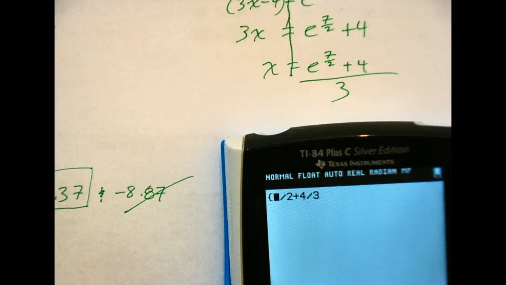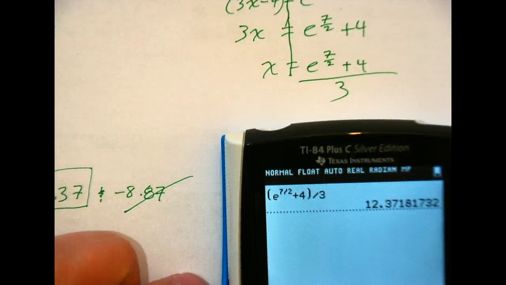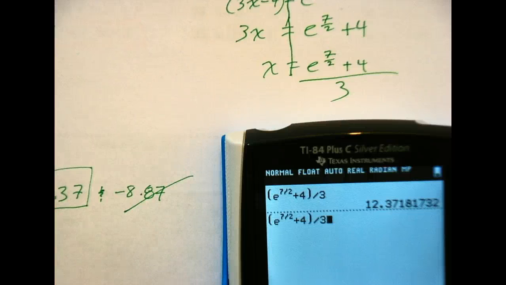Whoops, I forgot insert there. Let's try that again. Delete, delete, delete. All right. Insert. There we go. Okay, so you'd want to put it in like that, so that you're dividing the whole thing by 3. 12.37.